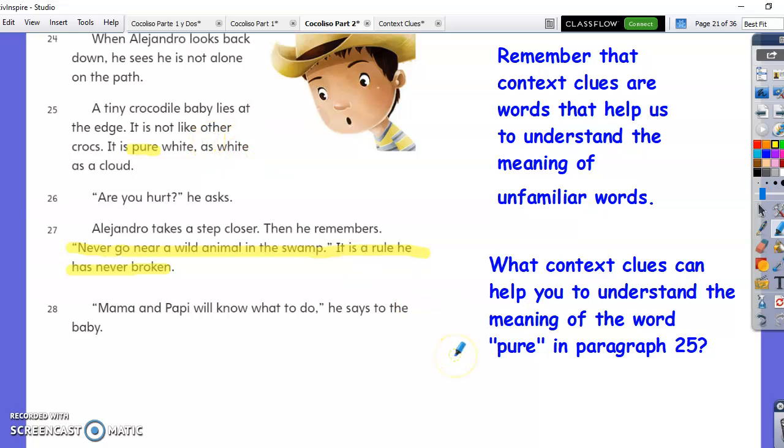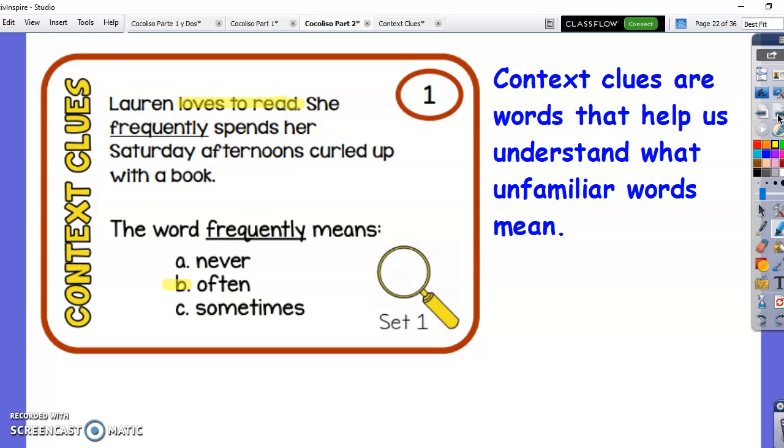So in this context, what other word could you use in place of pure? It's pure white. It's totally white. It's all white and no other colors. That's what he means by pure white. Again, reminding you that context clues are words in the text that help us understand what the meaning of other words are.